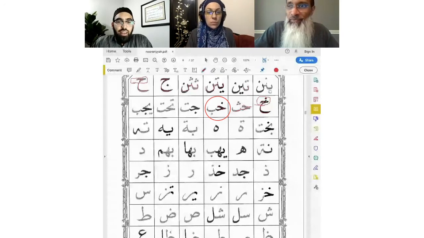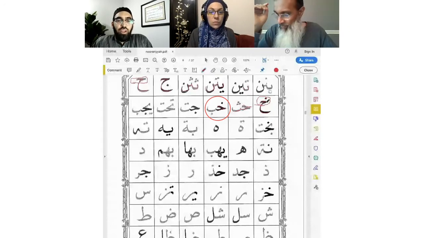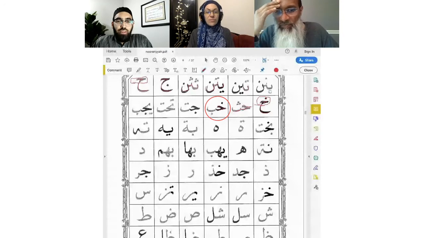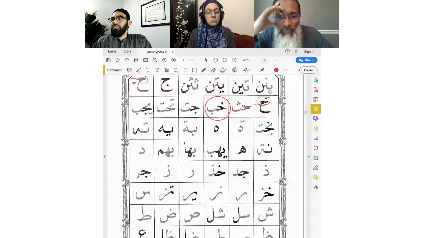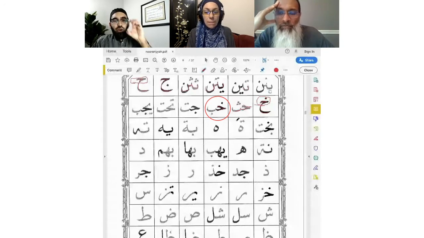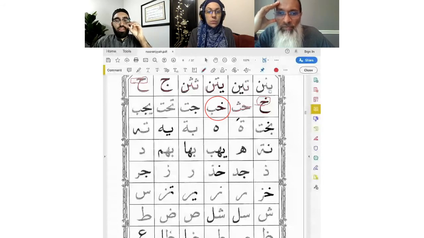See, it looks like a bird claw to me, like a little chicken foot. Or you would call it a bird's beak, right? It kind of opens up like that. And so that is the jim or the ha or the kha, depending on the dot.